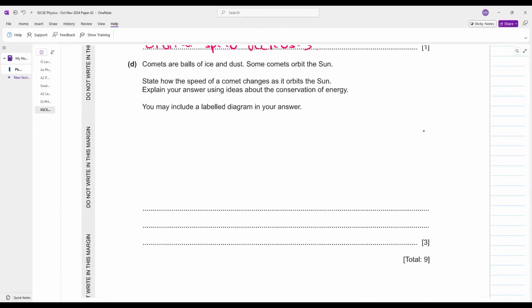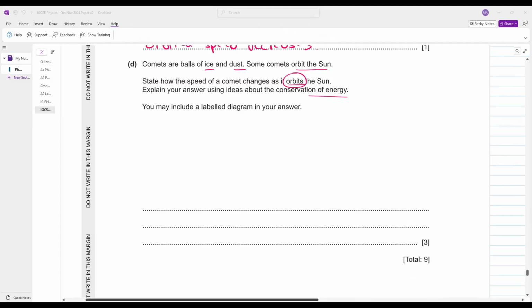Comets are balls of ice and dust. Some comets orbit the sun. State how the speed of the comet changes as it orbits the sun. Explain your answer using ideas about conservation of energy. You may include a labelled diagram in your answer. ठीक है. State how the speed of the comet changes as it orbits the sun. How will you tell that?